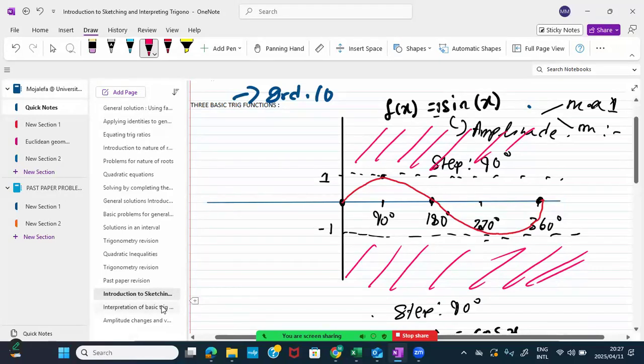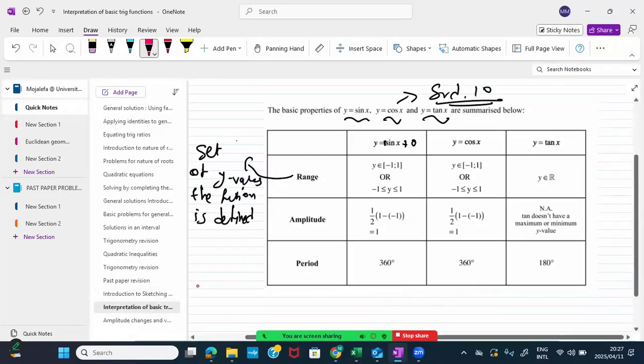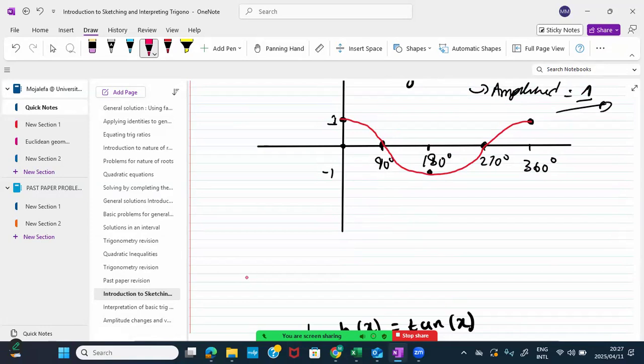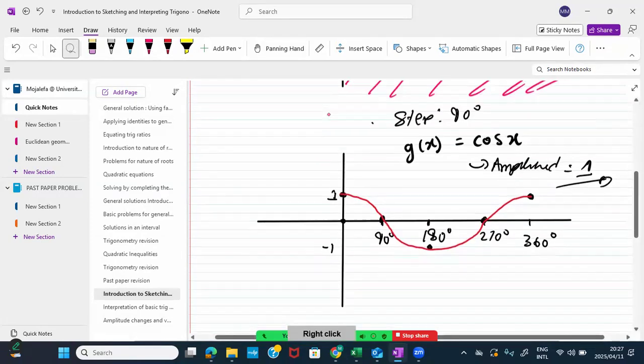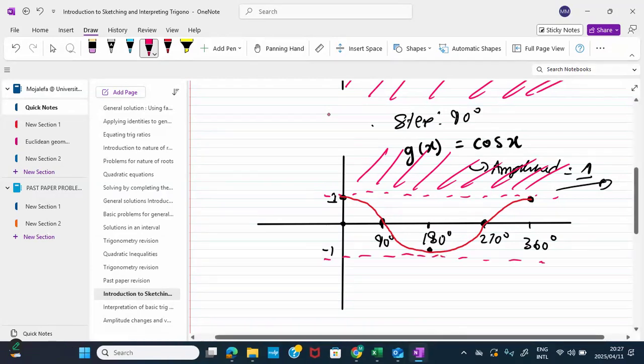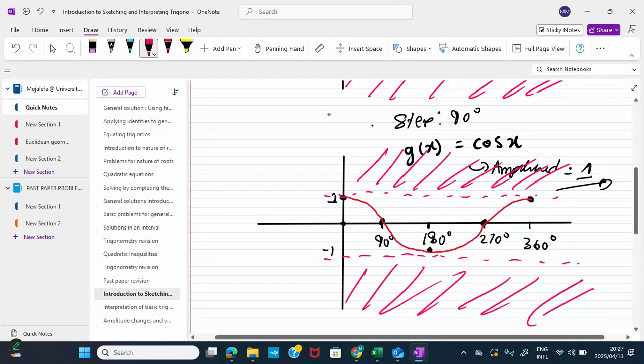Again, we go to the graph of cos x. Its range is also between -1 and 1. Let's check. Is that really the case? It's bounded between these values. There's no graph above 1, and below -1 there's also no graph. You only find the graph between 1 and -1.